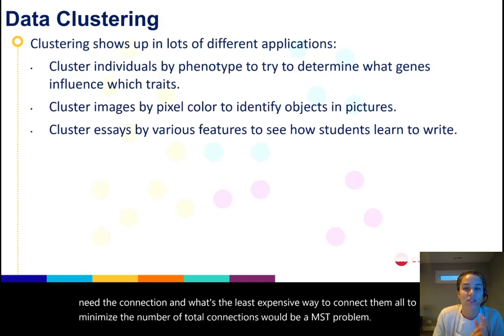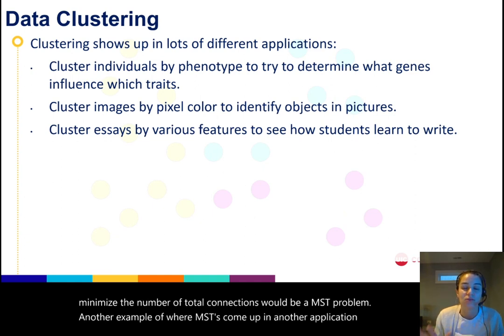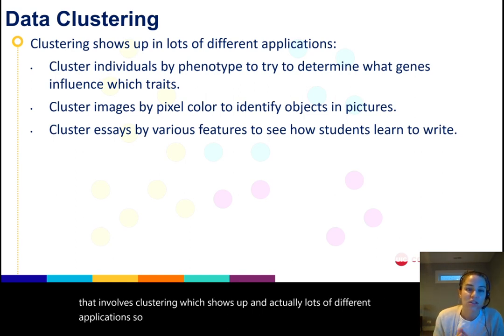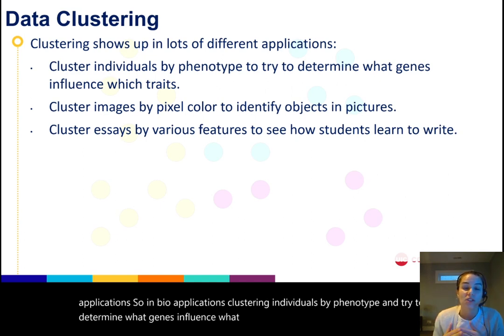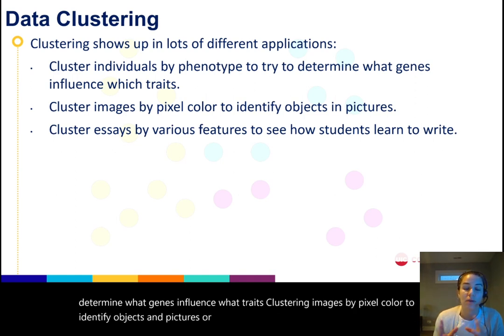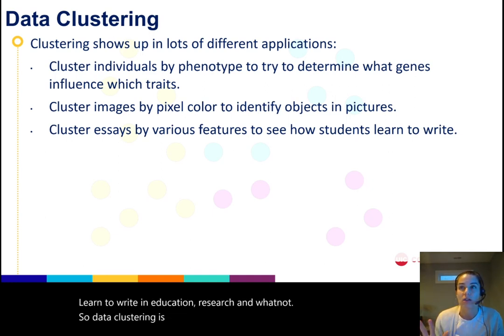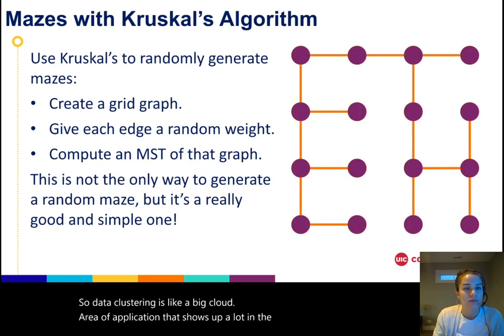Another example of where MSTs come up in another application is anything that involves clustering, which shows up in actually lots of different applications. In bio applications, clustering individuals by phenotype and trying to determine what genes influence what traits, clustering images by pixel color to identify objects in pictures, or clustering essays by various features to see how students learn to write in education research, and whatnot. So data clustering is like a big area of application that shows up a lot in the area of MSTs, finding MSTs.